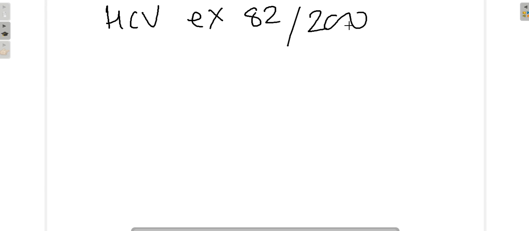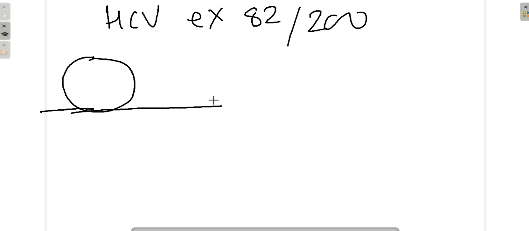So they have given that this is the shell. It is lying on a rough horizontal surface.